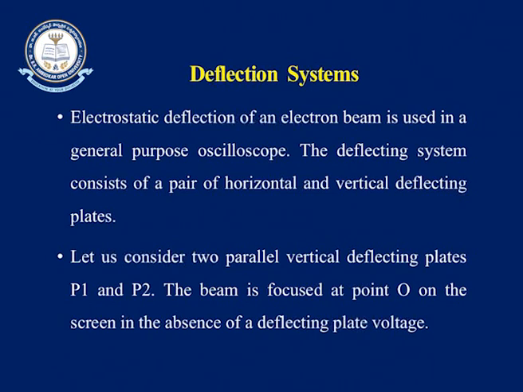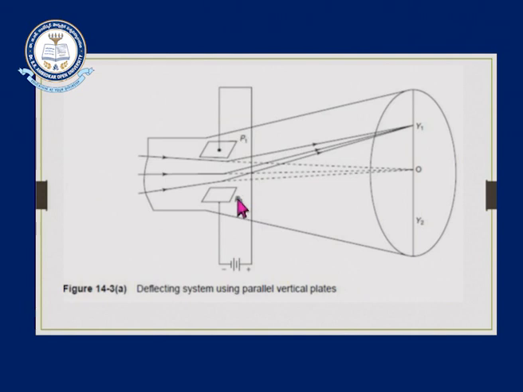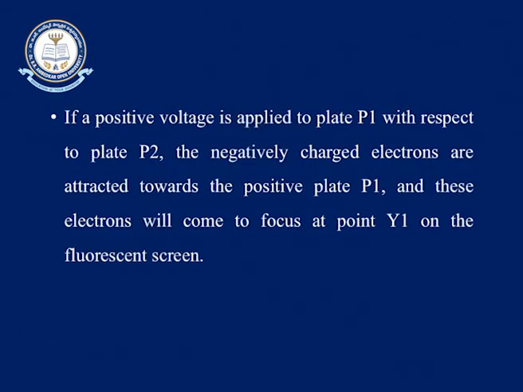The beam is focused at the origin point 0 on the screen in the absence of voltage on the deflecting plates, that is P1 and P2. This is P1, this is P2. These are the vertical deflection plates. Here a positive voltage is applied to plate P1 with respect to plate P2. The negatively charged electrons are attracted towards the positive plate, which is P1.